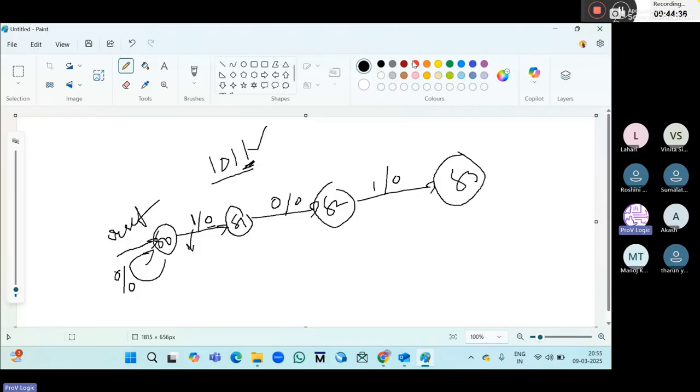For Moore, we will write the output within the state: 0, 0, 0, 0. For the last state S4, it will detect the sequence 1, 0, 1, 1, so we'll write a 1 output in the state itself. But for Mealy machine, we write the outputs on the transition side.